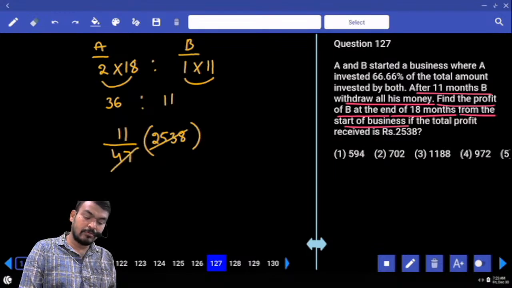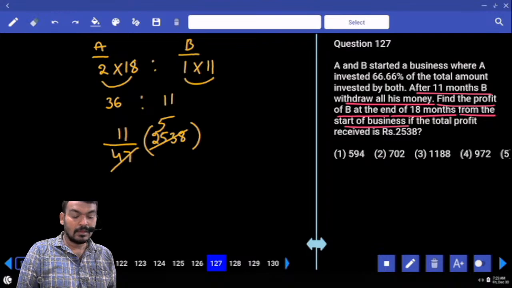47 almost 5 times. 47 fives are 235. What is the remaining value? 18, which means 188. 188 means it will be 4 times. 11 into 54 is 594.